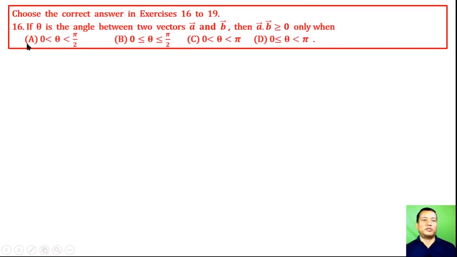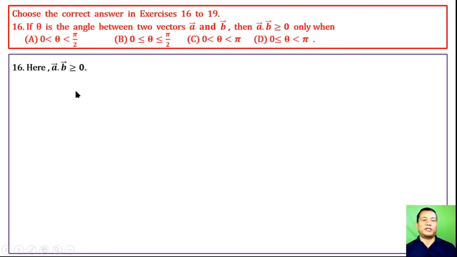Question number 16. Choose the correct answer in exercises 16 to 19. If theta is the angle between two vectors A and B, and their scalar product is greater than or equal to 0 only when: theta is lying between 0 to pi by 2, including the two ends; theta is lying between 0 to pi, excluding the two; theta is lying between 0 to pi, including 0, excluding pi.